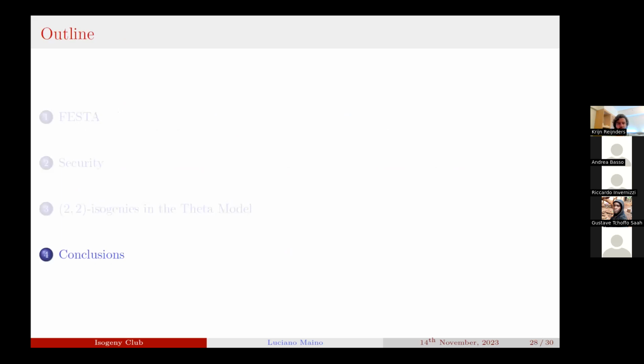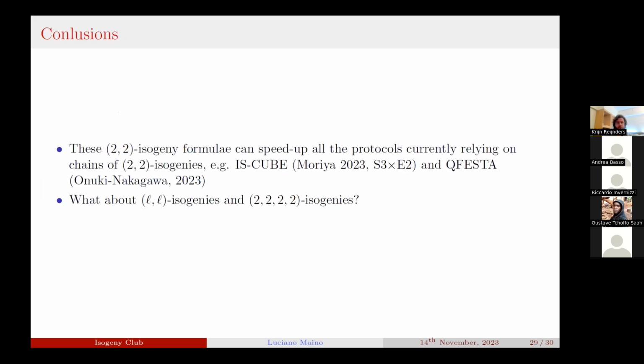And okay, let's draw some conclusions. So these two isogeny formulae can speed up all the protocols currently relying on chains of two isogenies. So for instance, the protocol IsCube described by Tomoki in the second episode of this season. And the same applies for QFESTA.